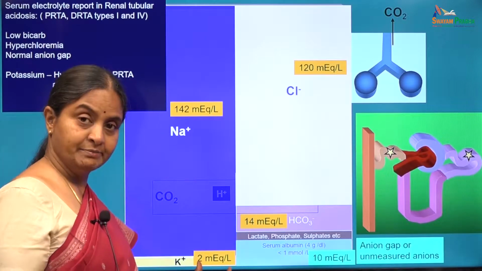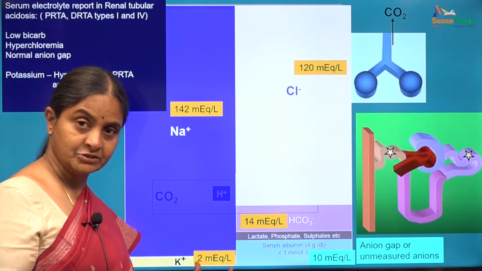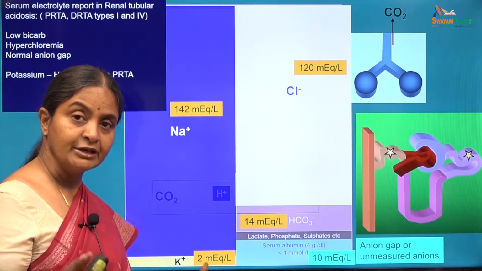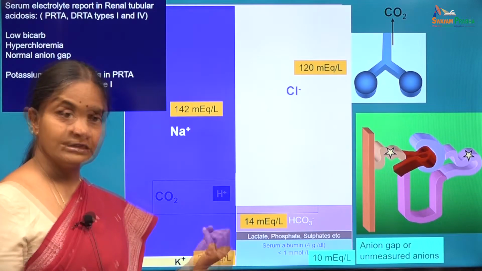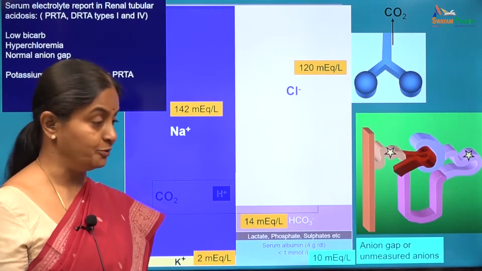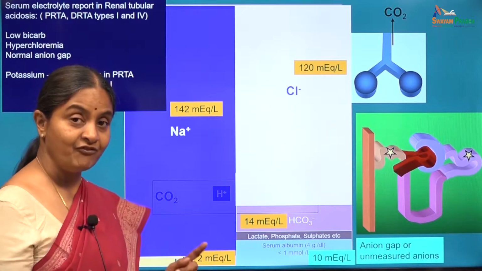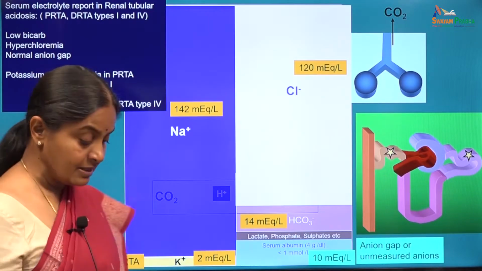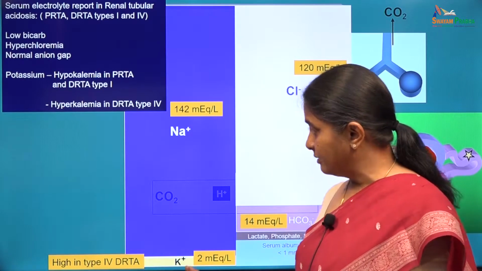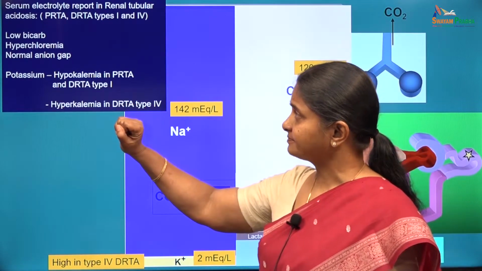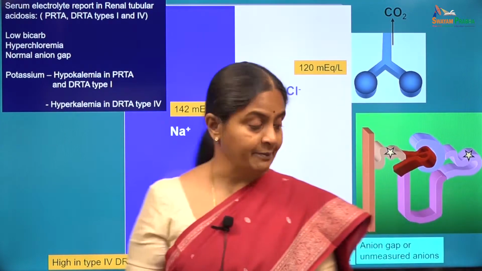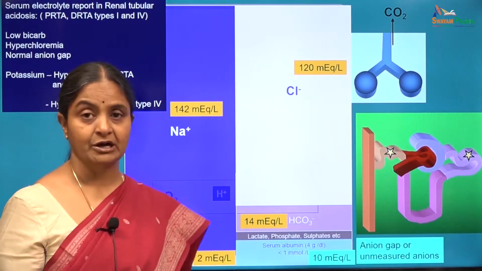2 is not a magical number. I have just put it there like that so that you appreciate that there would be hypokalemia in 2 types of renal tubular acidosis. Type 2, which is proximal renal tubular acidosis, and type 1 distal renal tubular acidosis. Whereas in type 4 distal renal tubular acidosis, there is actually hyperkalemia. However, in all these conditions, PRTA, DRTA types 1 and 4, the anion gap will be normal and there will be hyperchloremia.